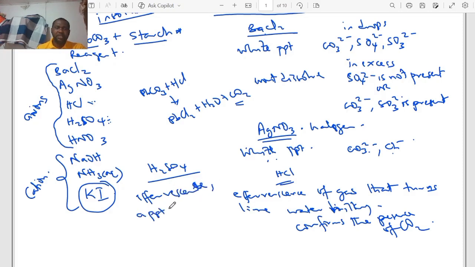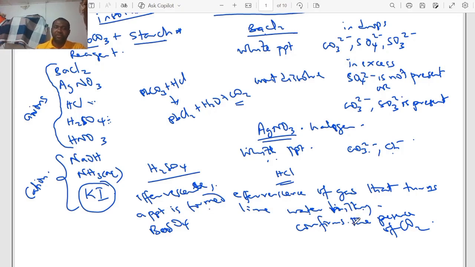Okay, a precipitate will be formed, and that precipitate is barium sulfate, because barium sulfate is also insoluble. Anytime you hear the word precipitate, it just indicates an insoluble salt. So barium sulfate is an insoluble salt. What that means is that in a case where H2SO4 is added, effervescence will happen and it will give rise to a gas that turns lime water milky. But there will also be a formation of precipitate.